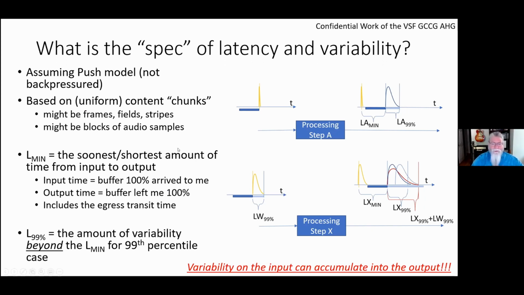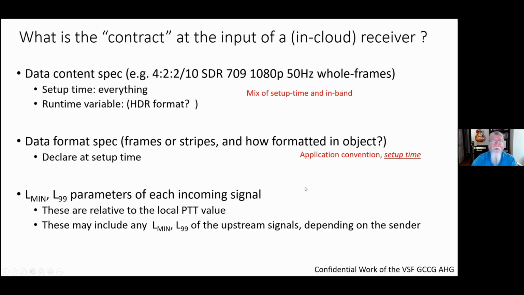And then, of course, if you have an input with some variability, a processing step might make an output that's even more variable. Or a processing step might instead say, look, I'm going to buffer some and make my minimum latency a little longer, but have less variability in the output. And those are choices that a processing step can make. And all we really ask is that the processing step has to say what its output's going to look like. Because that spec of what comes out of a processing step becomes part of the contract.